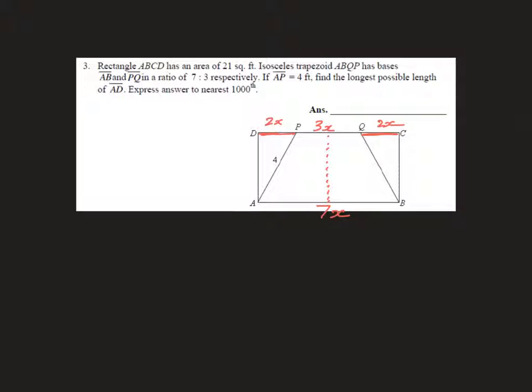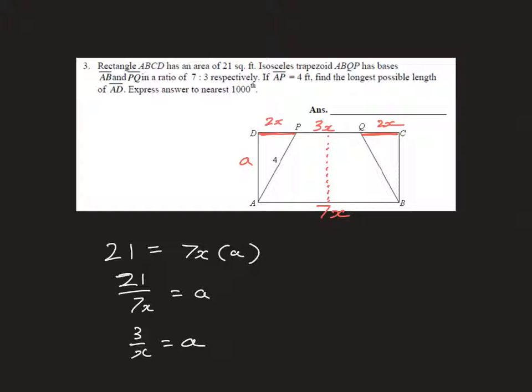But we don't know the height of this rectangle, so we'll just call it A. But what we do know is the area of the rectangle, which is 21. And that's equal to the base times the height, 7x times A. And from this we write 21 over 7x equals A, and that means 3 over x. So now that we have a value for A, we need to solve for x.